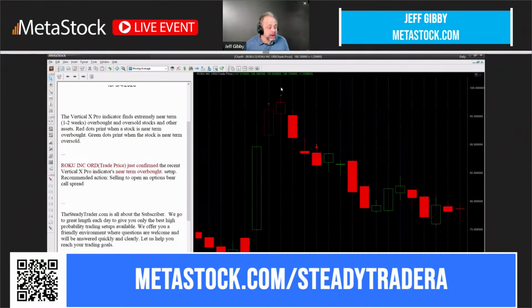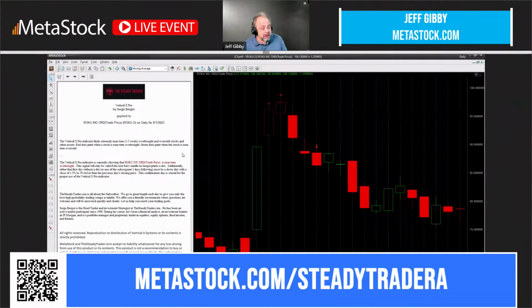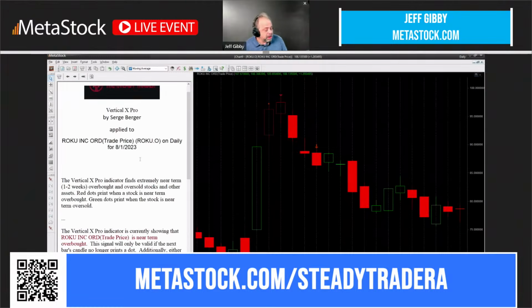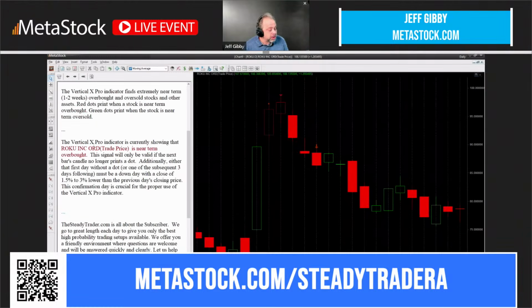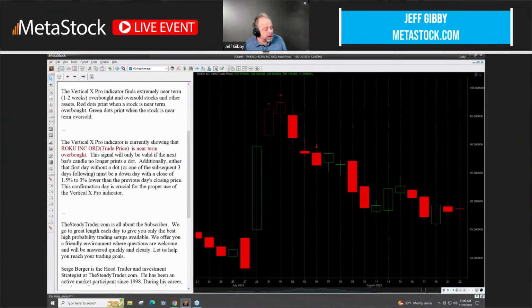Okay. If we go back to the setup bars, and I'm just going to click on it, you'll see right here there's a triangle. It's basically saying the Vertical Pro indicator is currently showing Roku is near overbought. The signal will only be valid if the next bar's candle no longer prints a dot. Additionally, either the first day without a dot or one of the subsequent 3 days following must be a down day with a close of 1.5 to 3% lower than the previous day's closing.